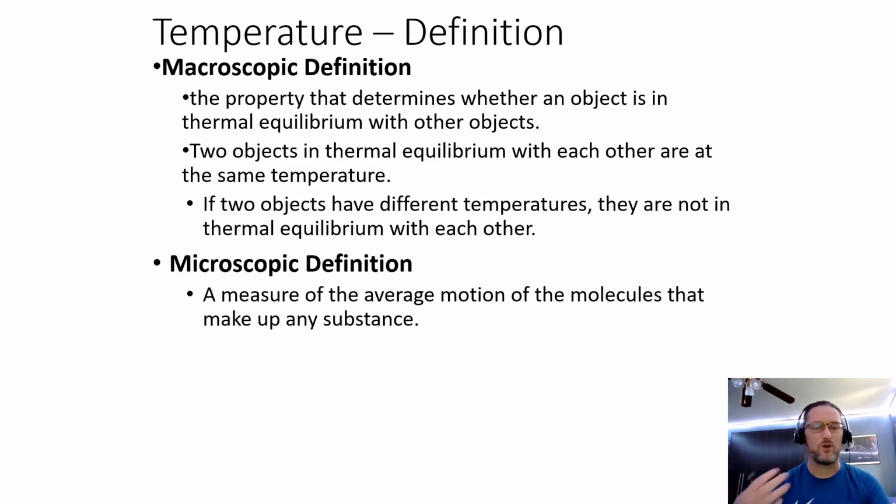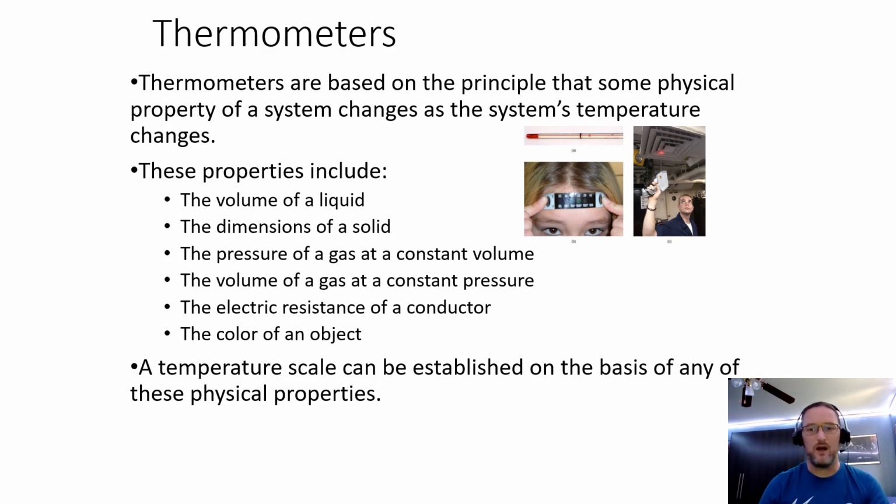And we'll get to a more quantitative definition when we talk about the kinetic theory of gases. That leads us to a more quantitative definition of how average motion leads to temperature. But for now, keep that in mind. Average motion of molecules leads to temperature. We use thermometers to measure temperature. They're always based on some physical property of a system.